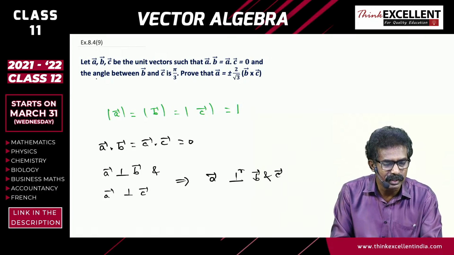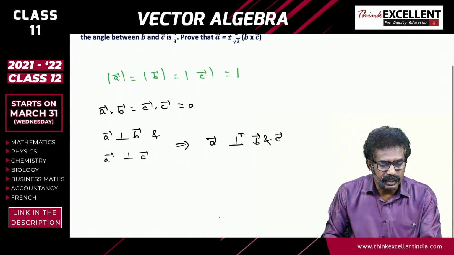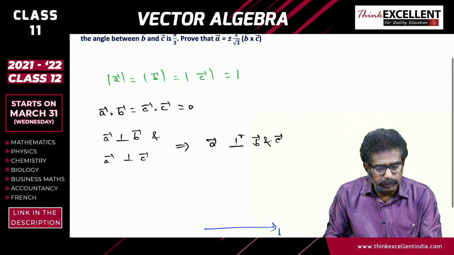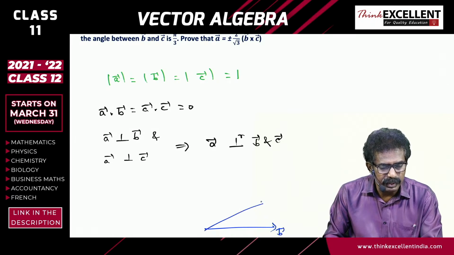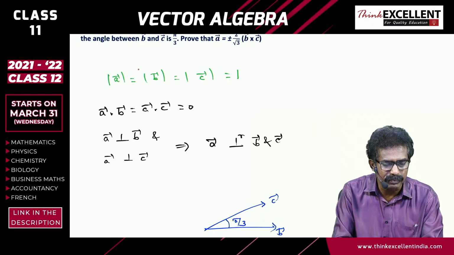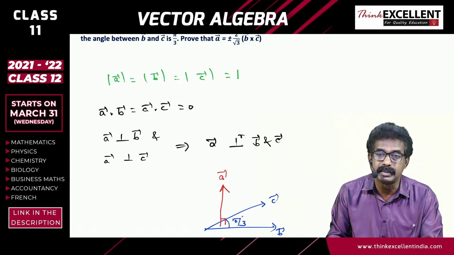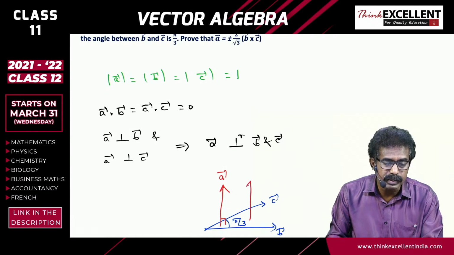Okay. அடுத்து என்ன கொடுத்திருக்காங்க பாருங்க. Angle between B vector and C vector is pi by 3. Pi by 3 is 60 degree. Okay, now please listen here. How can we mark A vector? A vector is perpendicular to B and C. அப்போ A vector direction இப்படி இருக்கும். Perpendicular to B and C. B and C க்கு perpendicular தான் B cross C இருக்கும்.